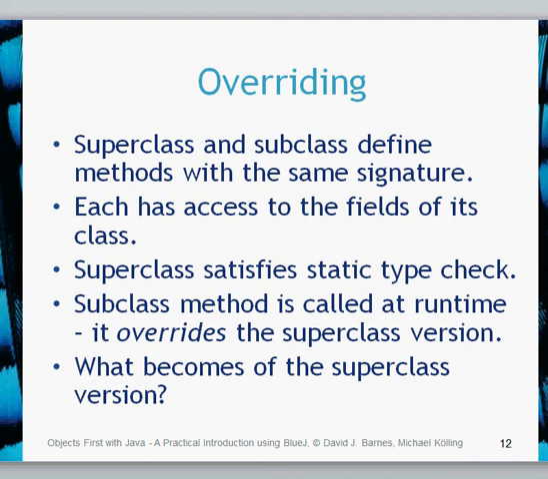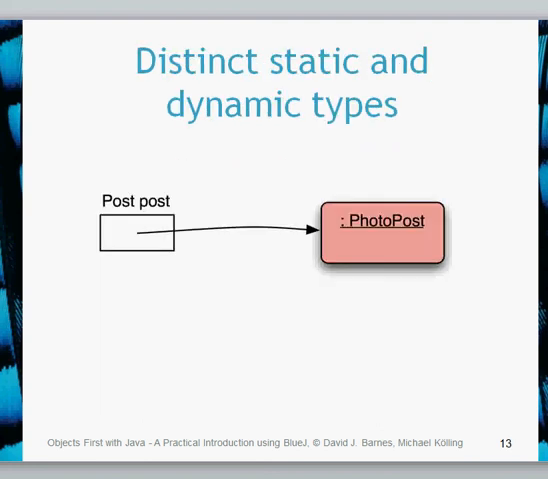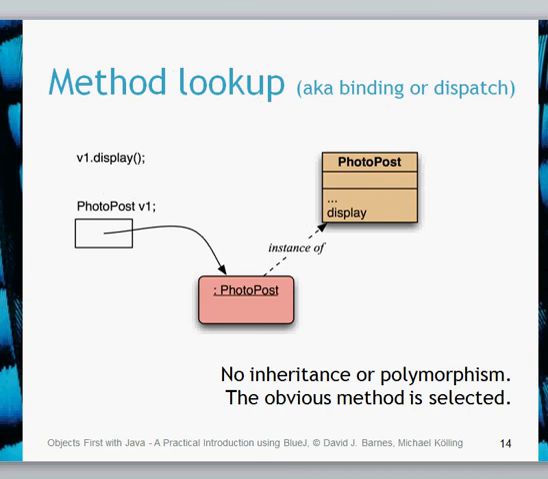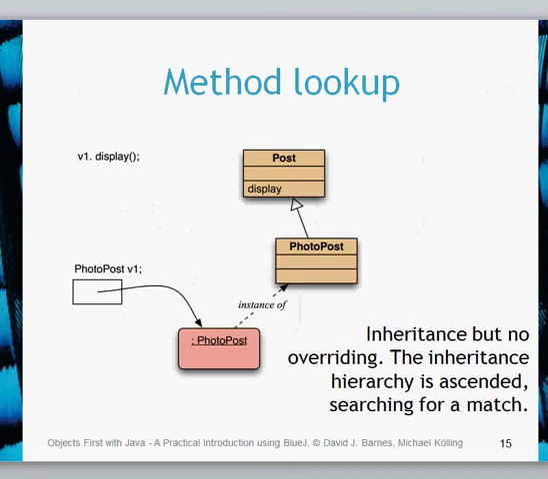So let's just have a look at all of that in pictorial form. Here we have a static type which has been declared as a post type, and then the dynamic type is now photo post. So in this scenario, this is our previous scenario where we've got the display method stored in our photo post class. So what happens here? Well, the dynamic type, the photo post in this case, has an external call to the display method. So in this case, it's fairly straightforward, it just calls its own display method, and we've seen this a number of times before.